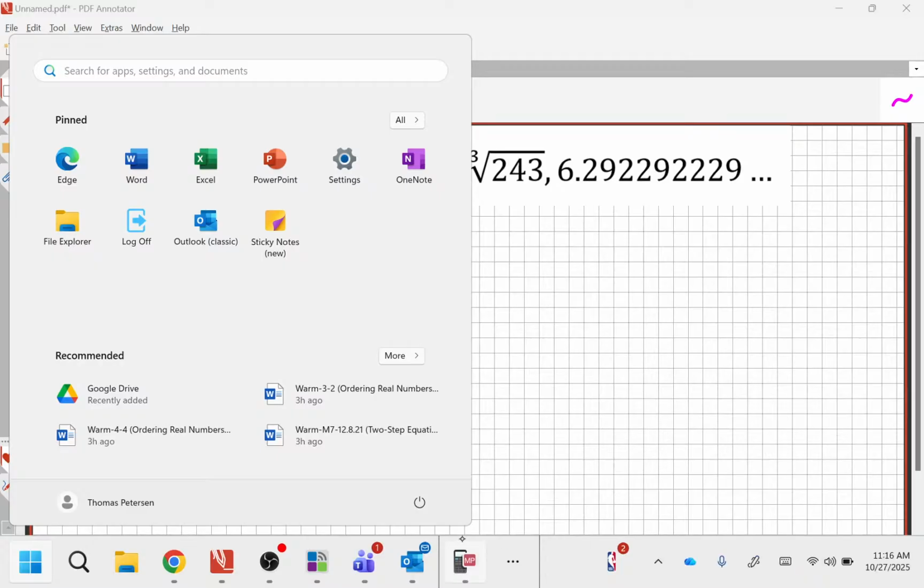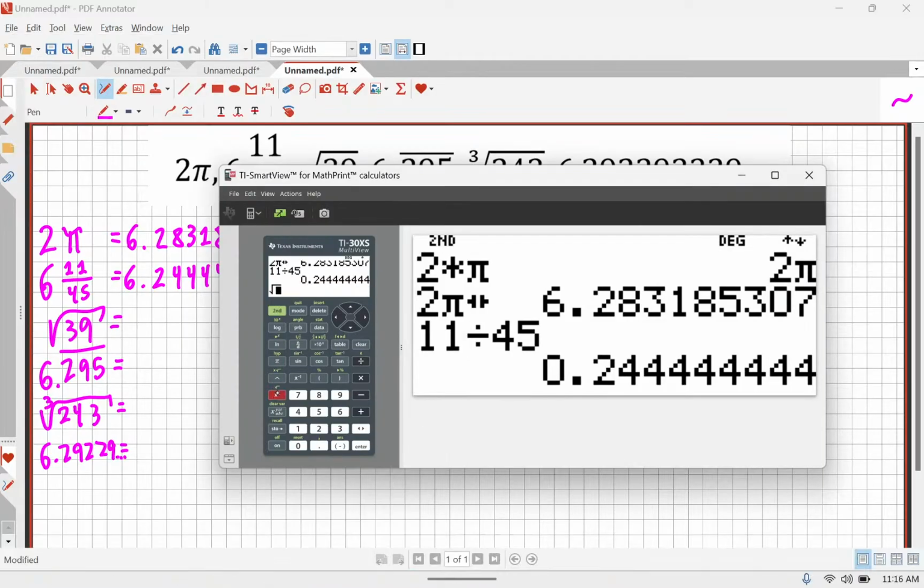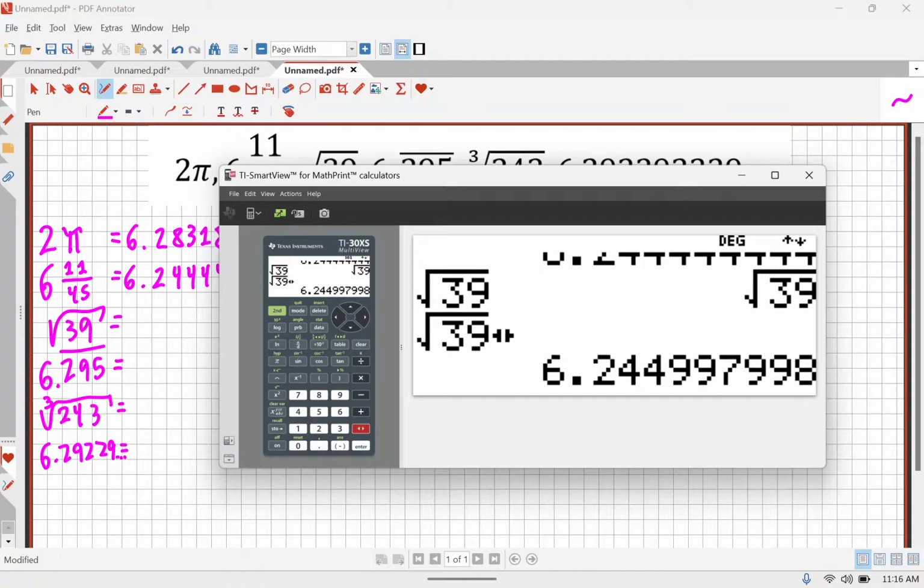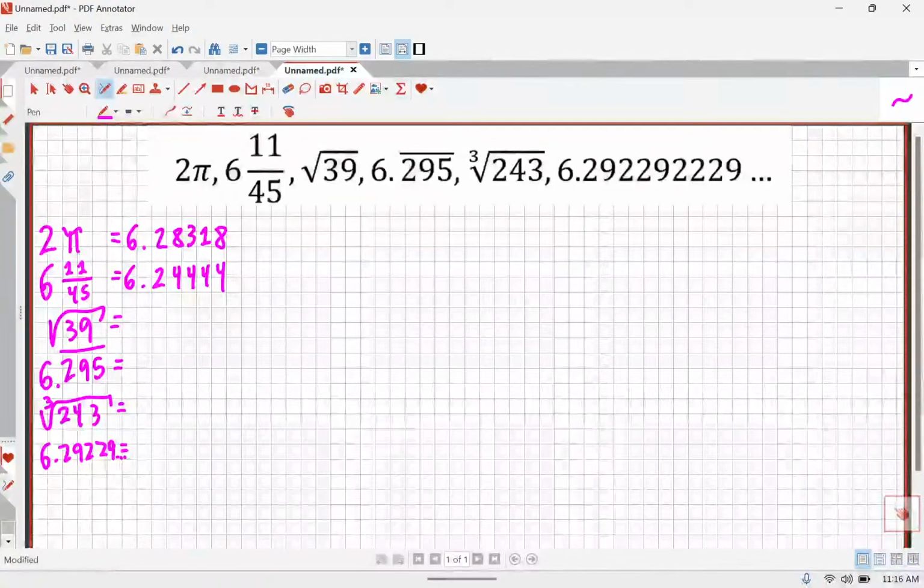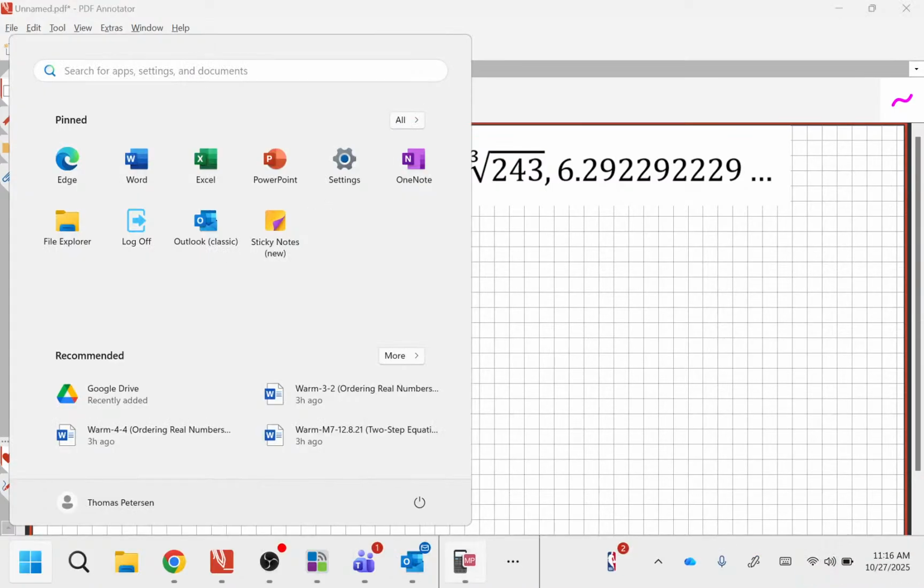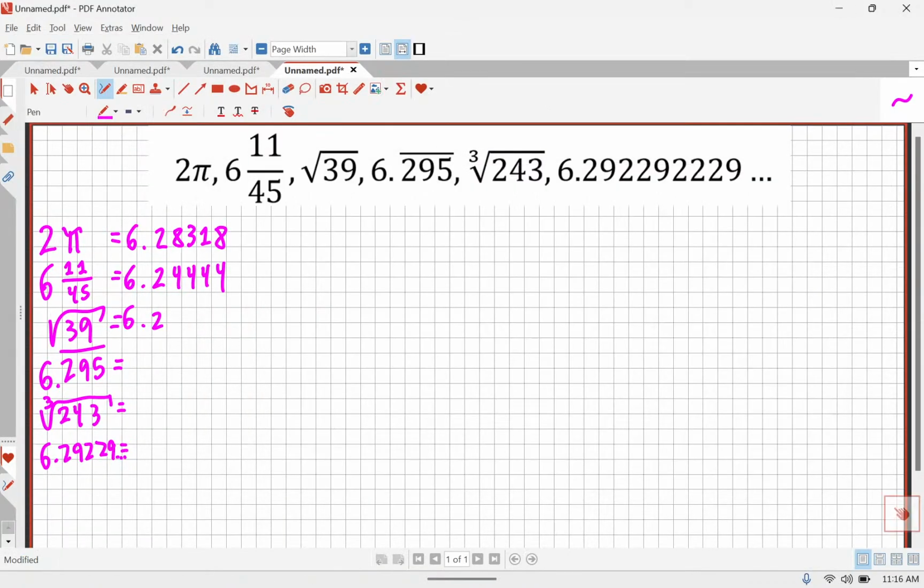The square root of 39 is, not surprisingly, the square root of 39, which is about 6.24499. Let's see, that's a 4. Let's make sure that looks right there.